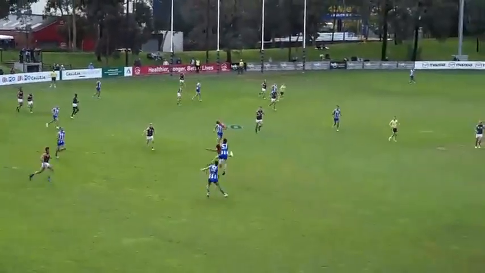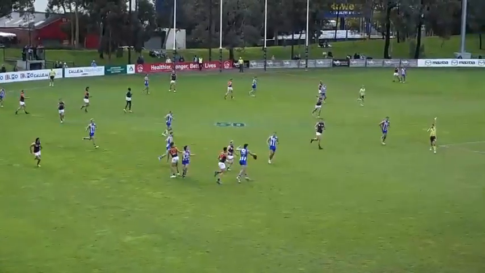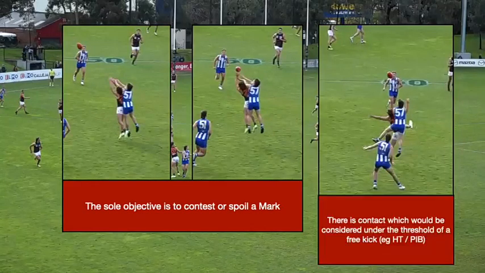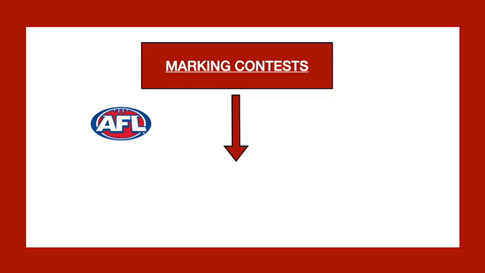Another example, once again, there's a little bit of high tackle. Sole objective is to contest or spoil the mark. Left arm of 57's over the shoulder. It would be considered below the threshold of a free kick, so it would be considered incidental contact. Play on is the call. Hopefully that clears up a little bit about incidental contact.